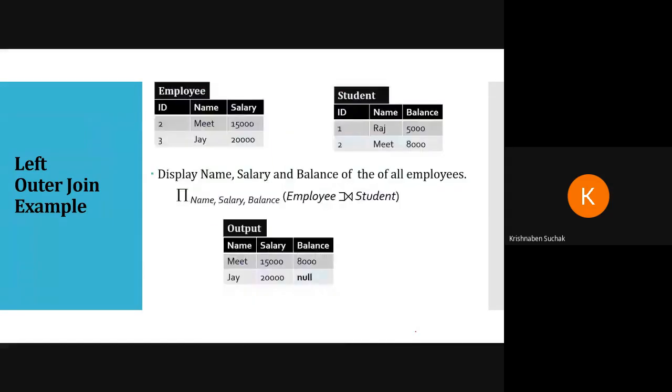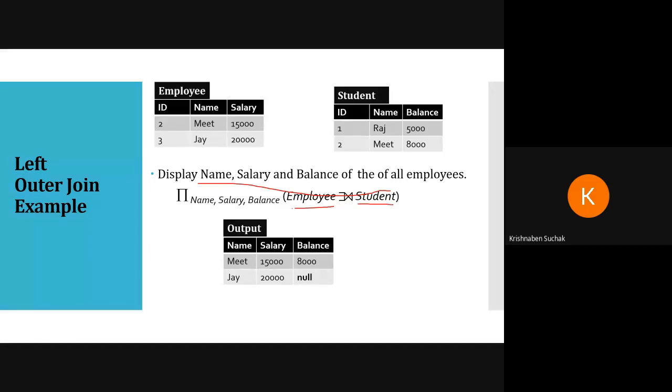Now see here, I have two relations, employee and student. Display the name, salary, and balance of all employees. My first relation is employee, that is the left relation, and the second relation is student. So I am writing here.